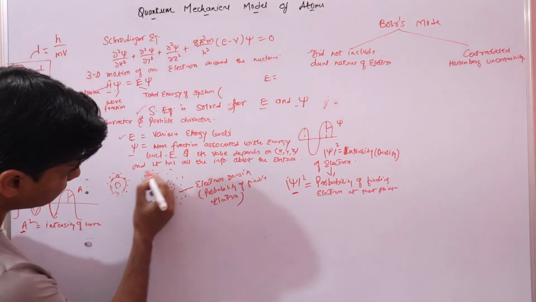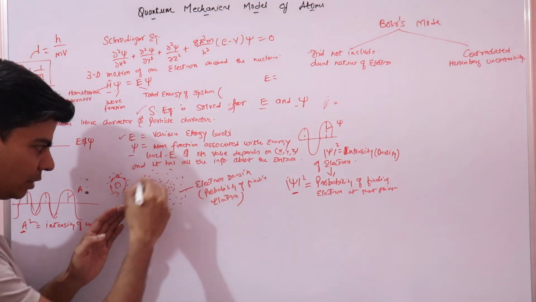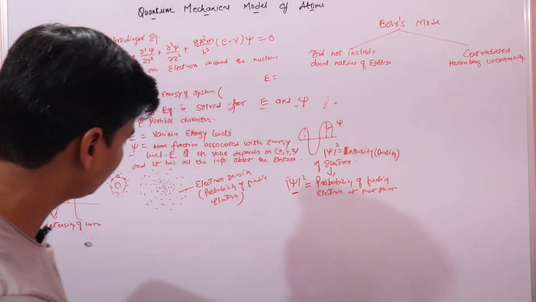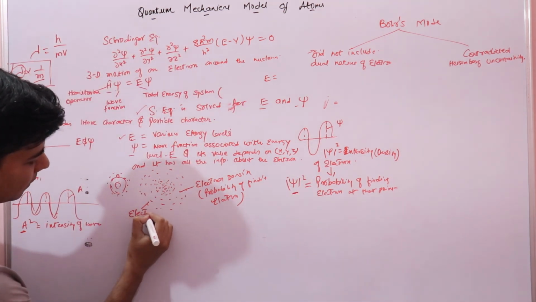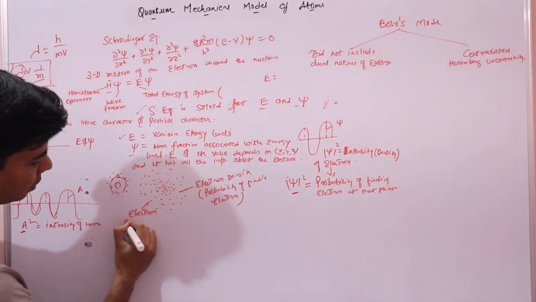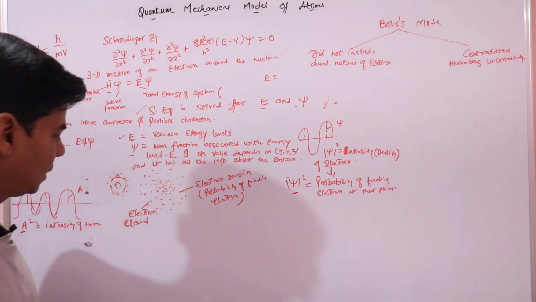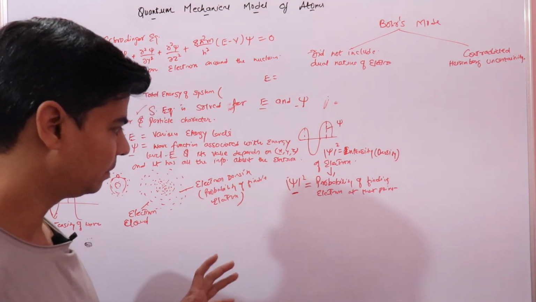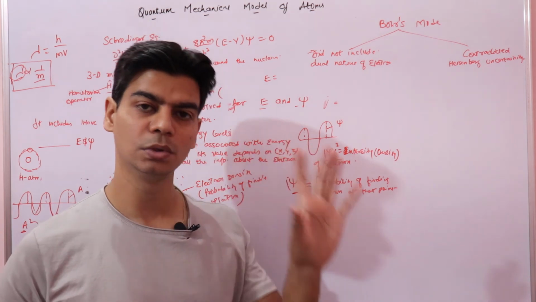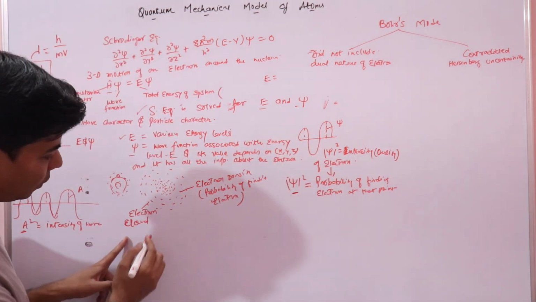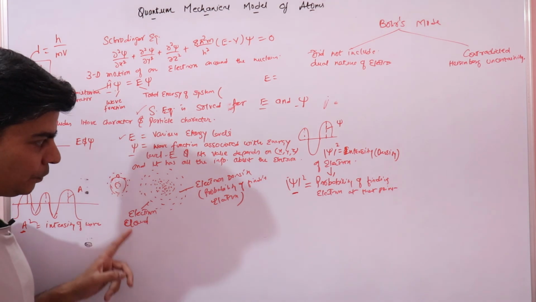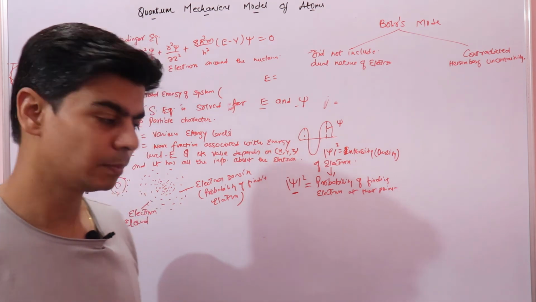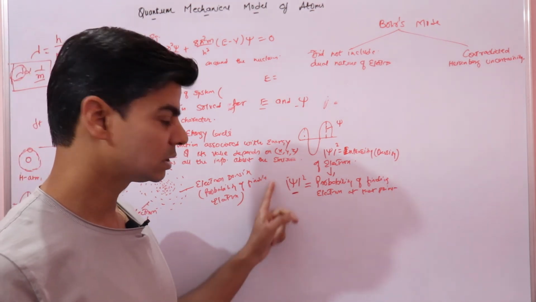What we call this cloud, this circle kind of thing that is constructed using this value of psi square, we call it an electron cloud. And this electron cloud is where you have the maximum probability of finding an electron around the nucleus. And the probability is found using this psi square.